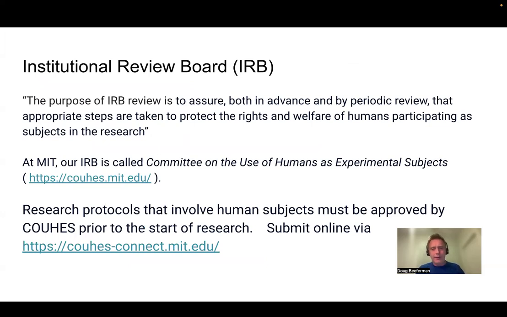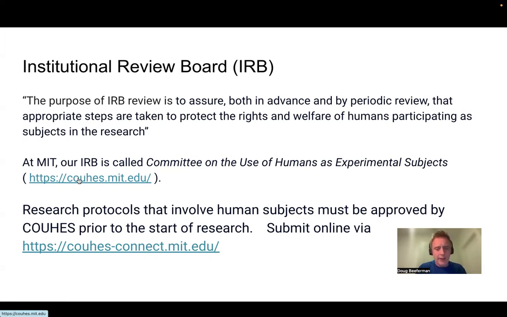So the idea of an institutional review board is that any institution that conducts what meets the definition of research needs to assure that the research being conducted by the researchers in the institution is protecting the rights and welfare of the humans participating in that research. So every university has an IRB. Here at MIT, the IRB is called the Committee on the Use of Humans as Experimental Subjects, which, since MIT loves crazy acronyms, everyone calls COUHES.